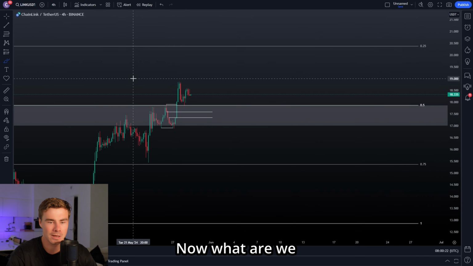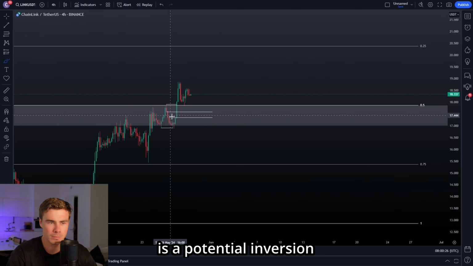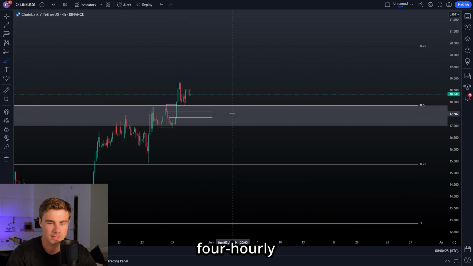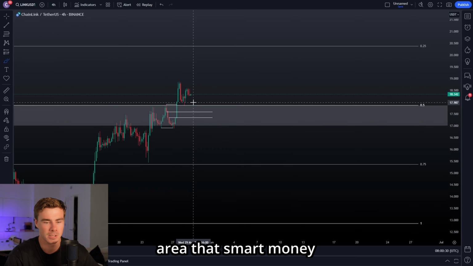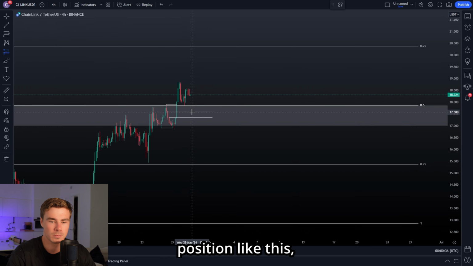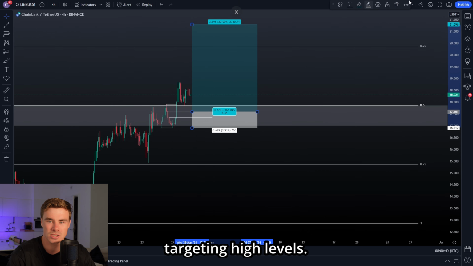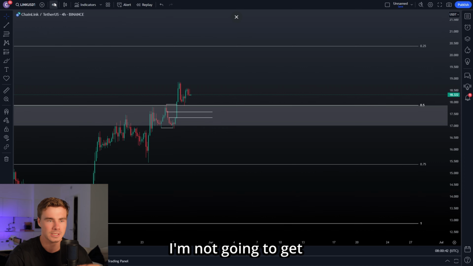Now, what we are potentially looking at is an inversion over here on a 4-hourly time frame, a potential area that smart money might be rebalancing. Now, there's a lot of people that are probably going to enter a long position like this, a limit long, stop loss beneath the local low, targeting higher levels. That is not what I'm going to do. I'm not going to get trapped, guys.